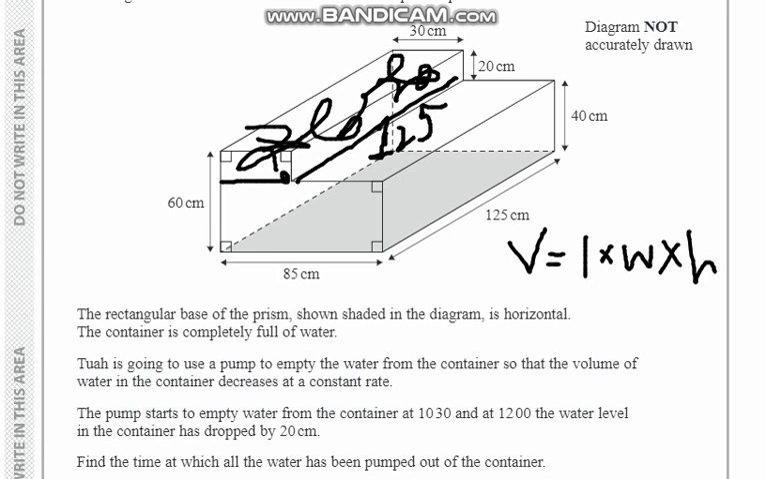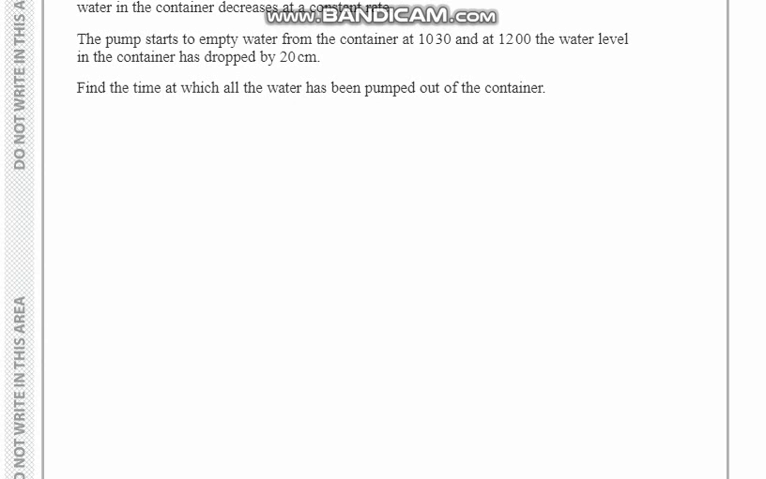Then we'll use the volume formula, L into width into height, where L is length. That will be 125 into 20 into 30, and that will give me 75,000 centimeter cube. So that's the volume that has been pumped out of the container, and we have to find out how much time it takes to pump out 500,000 volume of the container. We can find the time also.